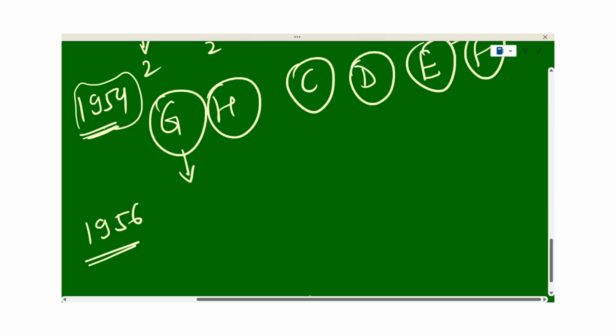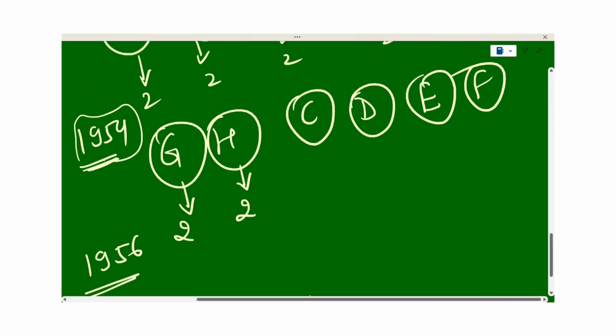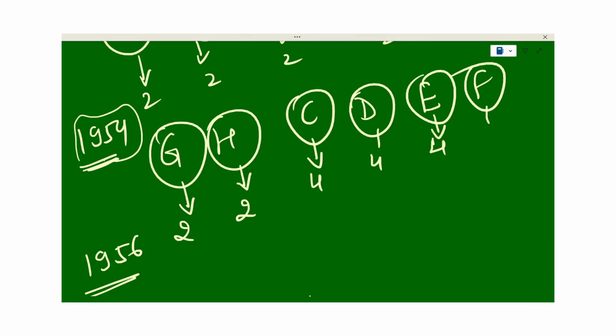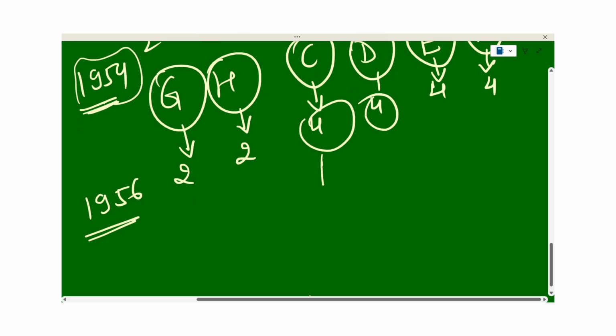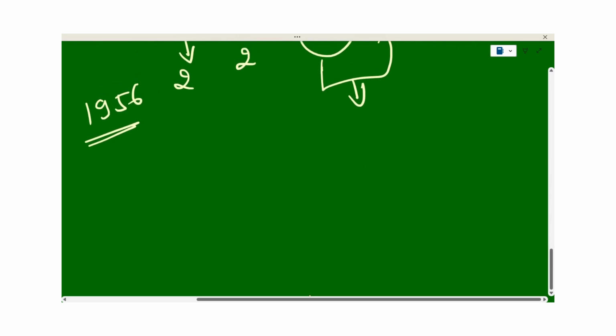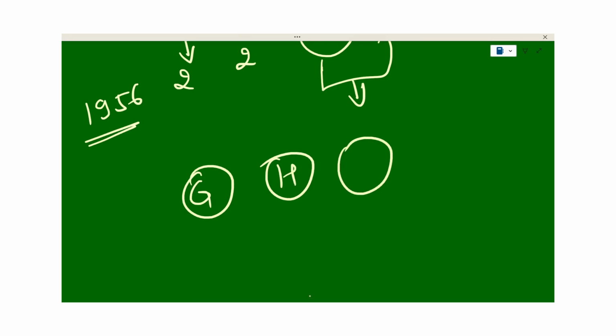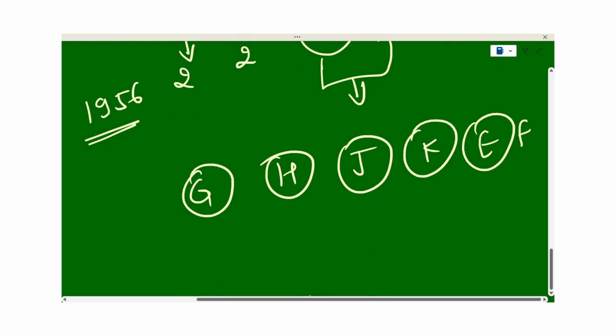लेकिन उसके बाद अगर इक्वेशन देखें तो GH they completed their 2 years, CD and EF they have completed their 4 years. So this time C and D they have to retire और उनकी प्लेस पे कोई और आ जाएगा. So here in 1956 the situation would be somewhere like this: GH, JK, and then early member E and F.